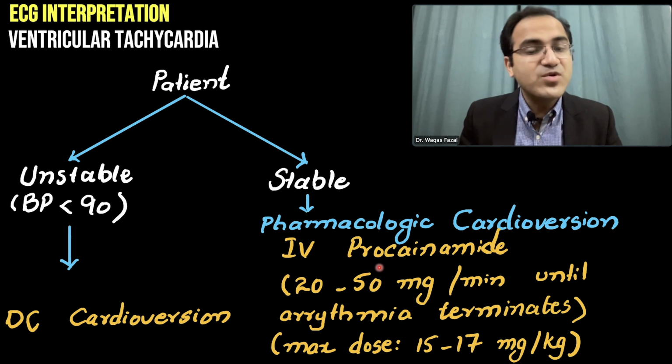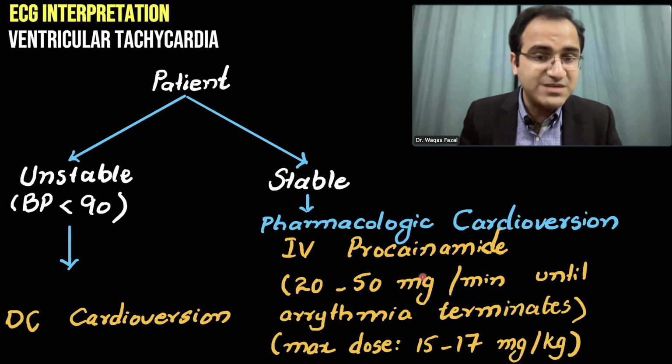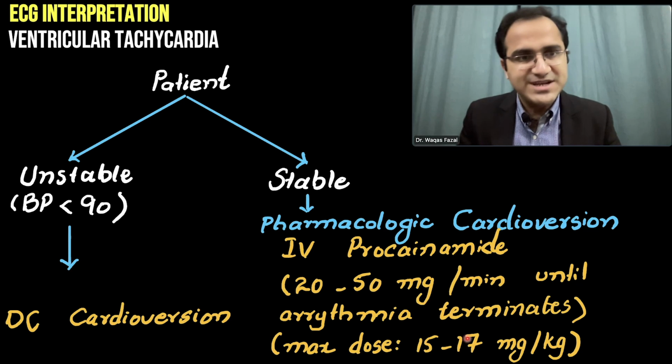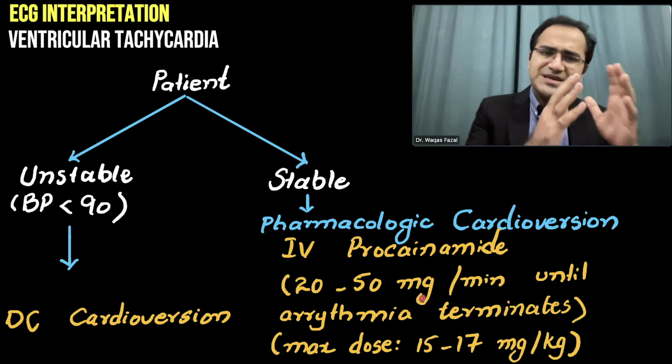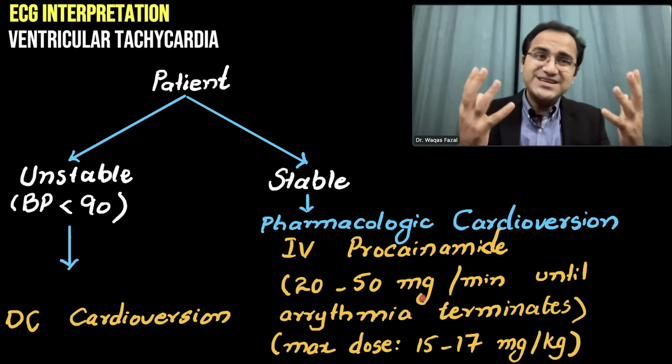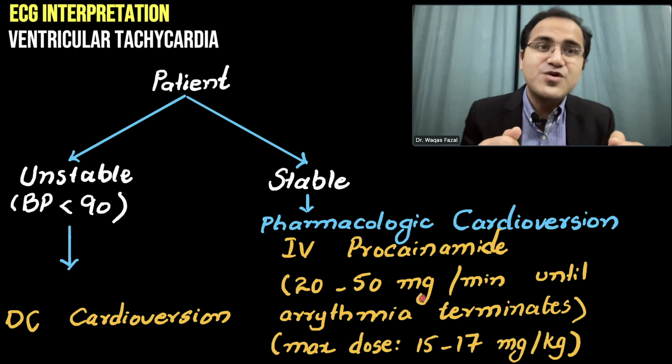Or you can give IV procainamide if amiodarone and lidocaine are not available, 20 to 50 mg per minute until the arrhythmia terminates. The maximum dose is 15 to 17 mg per kg. Now, what if the patient gets the pharmacological treatment but still the rhythm is not reverted? In such patients, you go for defibrillation.